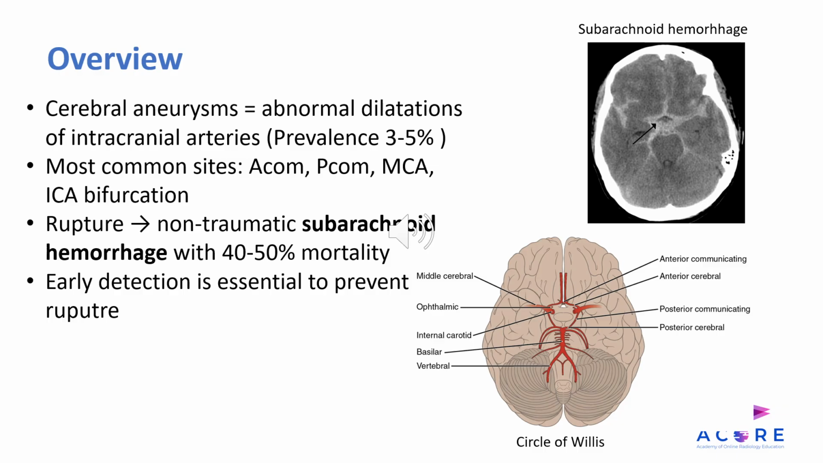The significance of cerebral aneurysms lies in their potential to rupture, leading to a subarachnoid hemorrhage, which is a sudden, severe, and extremely painful brain hemorrhage that carries a 40 to 50% mortality rate. Ruptured cerebral aneurysms are the most common cause of non-traumatic subarachnoid hemorrhage. That's why early detection and regular monitoring are crucial to prevent this life-threatening complication.